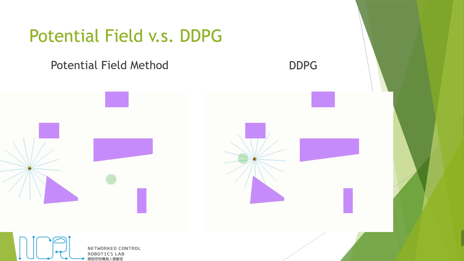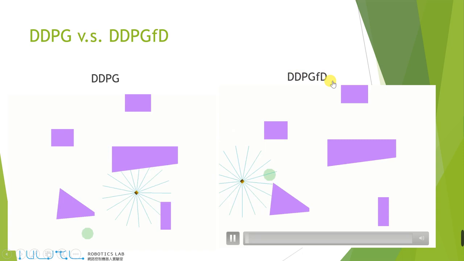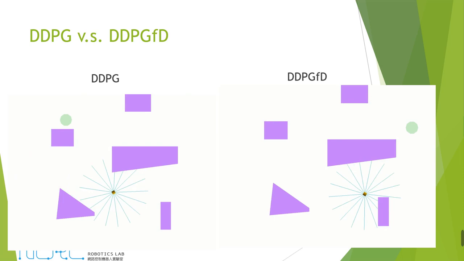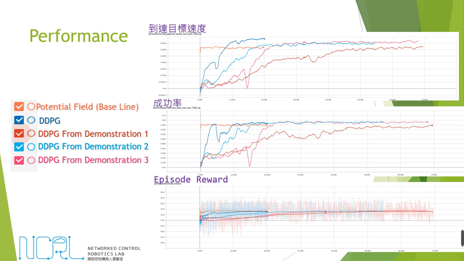And later on, we not only use DDPG, but also use DDPG from demonstration. That means there's an expert, and you can learn from the expert. The demonstration means the expert data. So we put the expert data into the database and mix it with the current data so they can do supervised learning. And the performance will be better once the expert data is engaged. So we can see from here that the best performance is the DDPG from demonstration. These three are all from demonstration, so they all perform better than the conventional approach.